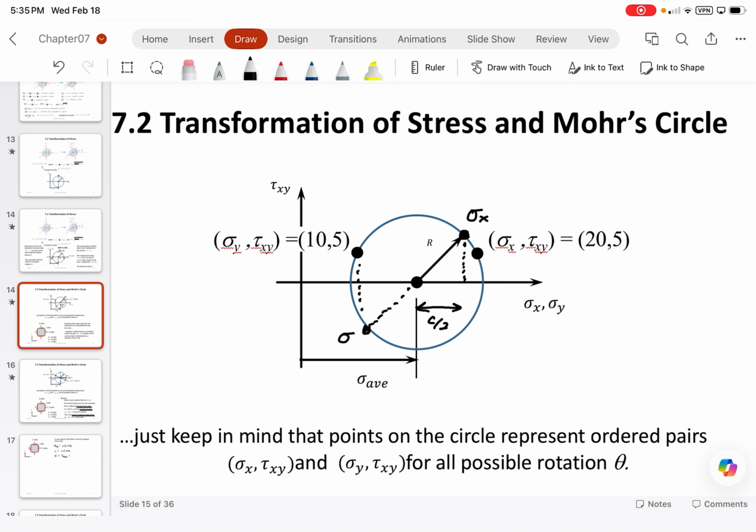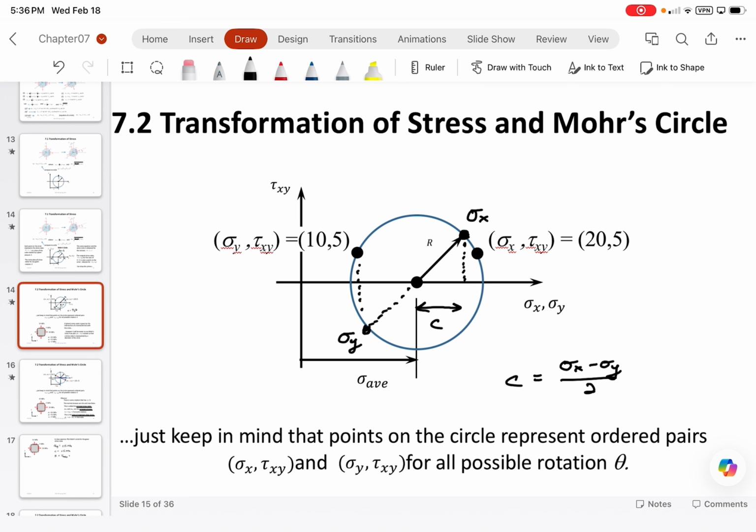This point here would be at some sigma y value. And so that C over 2 is just equal to sigma x minus sigma y divided by 2. Sorry, that should just be C, because I think we said that C was sigma x minus sigma y divided by 2, right? So ignore what I just said with C over 2. Change that to C, because C is equal to sigma x minus sigma y divided by 2.